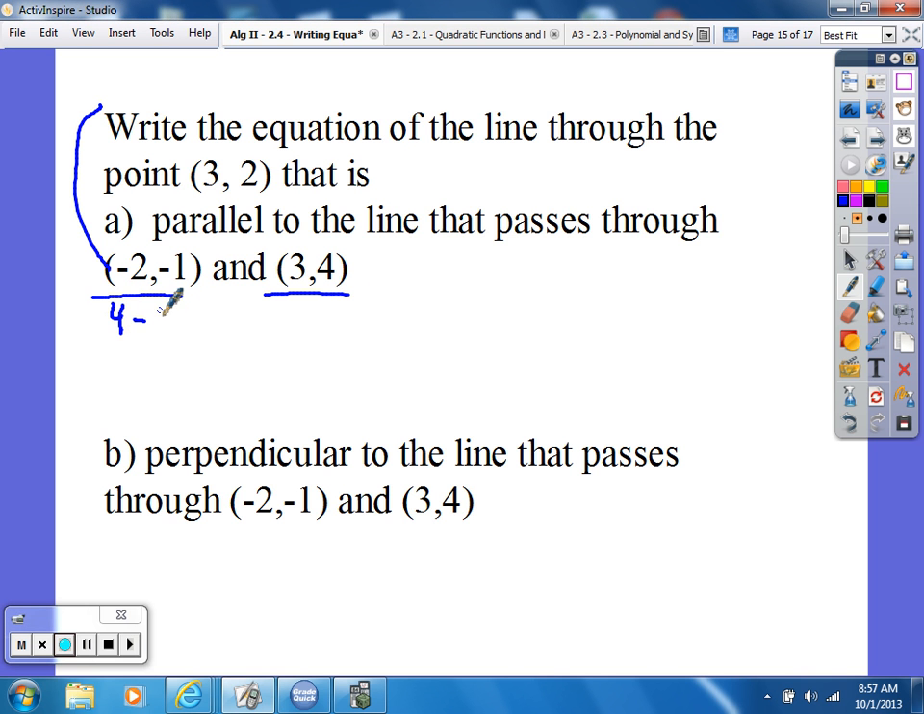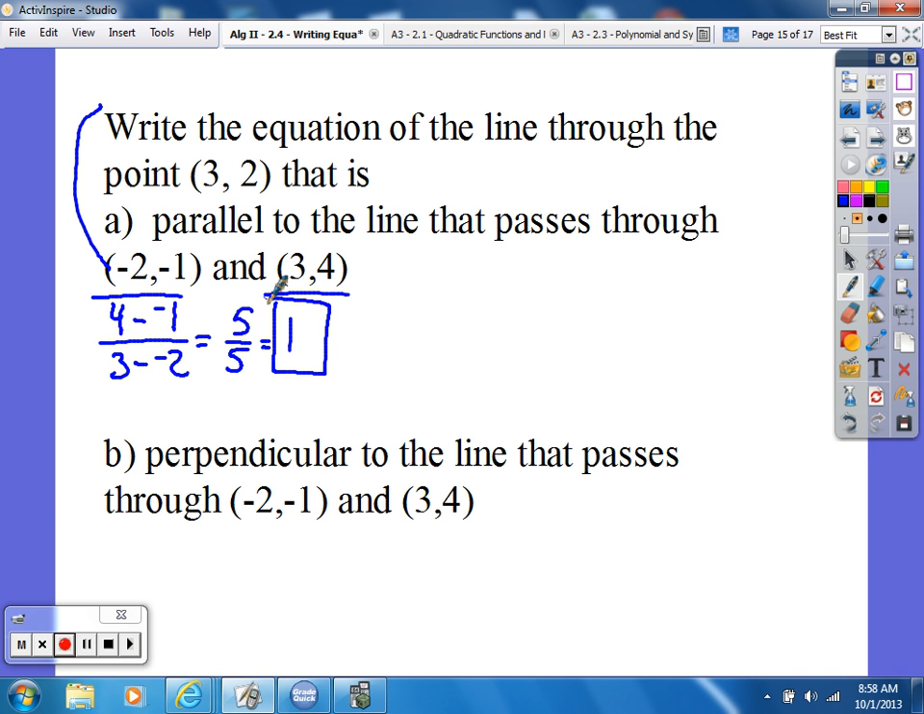4 minus negative 1 over 3 minus negative 2 is 5 over 5, which is 1, right? Raise your hand if you got 1. Good. Okay. So the parallel slope would be 1. It stays exactly the same. Now I have a slope. What do I do next if I've got a slope? I need to write an equation.